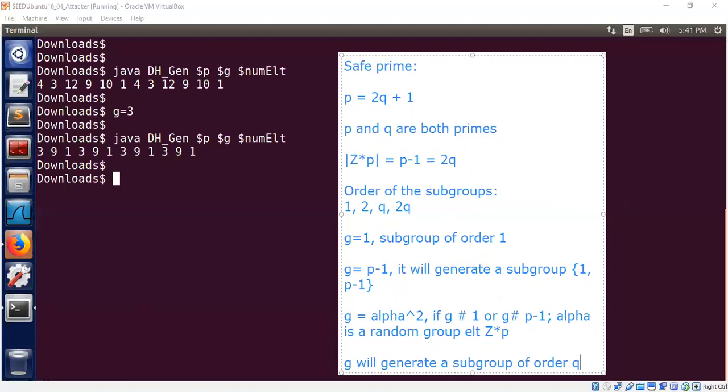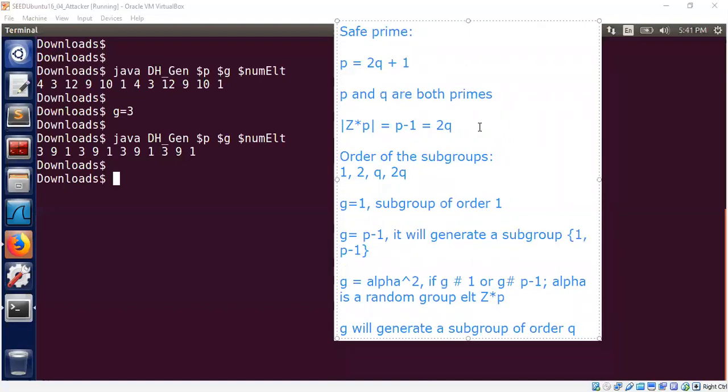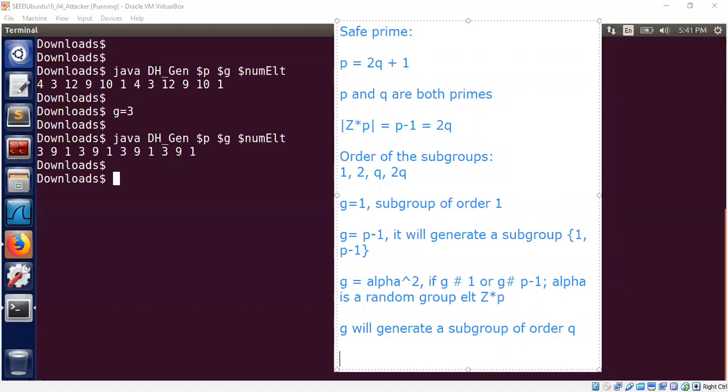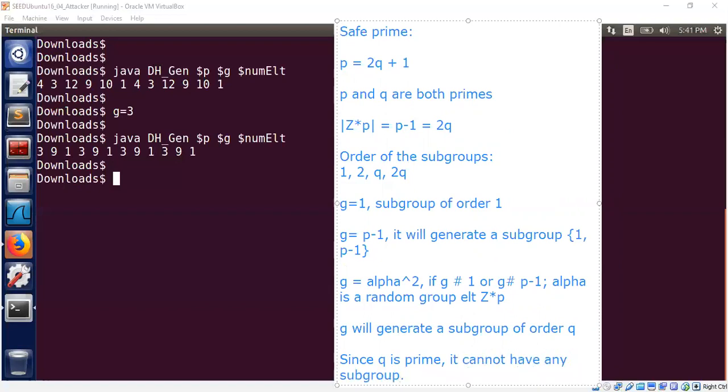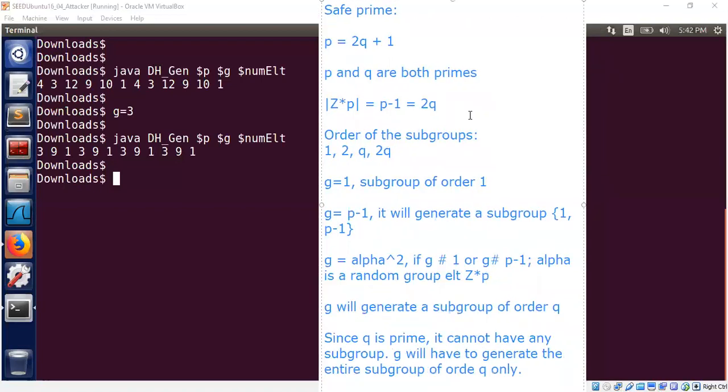Why is this so exciting? Q itself is a prime number. Therefore, there cannot be any subgroups within that group. The important fact is that since Q is prime, no number will divide a prime number other than 1, of course. Therefore it cannot have any subgroup. So G will have to generate the entire subgroup of order Q only. There cannot be any subgroup attack, meaning you can't select a G that will only generate a small number of possible keys. That is mathematically impossible.